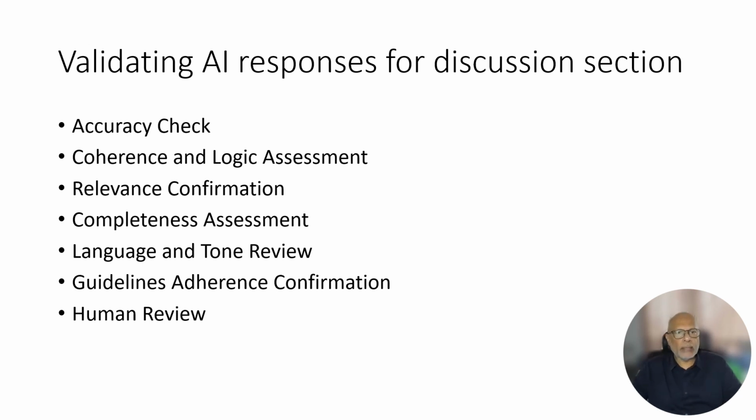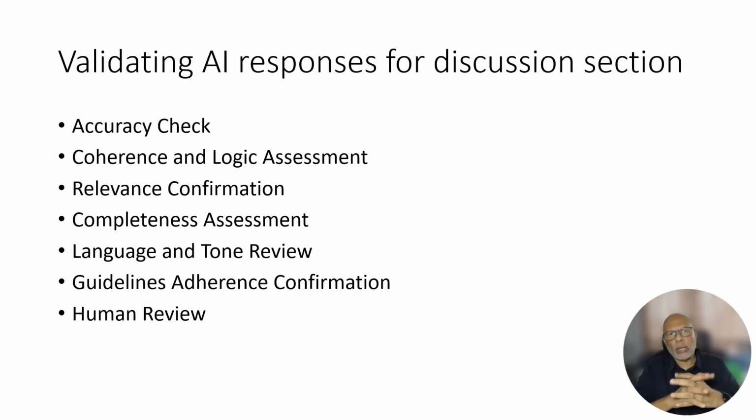So how do you validate? Again, you must validate the responses that are generated by the AI for your discussion section against an accuracy check. Make sure it's coherent and logical, and this is where, being the subject matter expert, you can check that. Make sure it's relevant, because sometimes you may not get a relevant response. Make sure it is complete in terms of a comparison to what you have seen in the literature, and make sure that the language and the tone is appropriate for the journal that you are targeting.